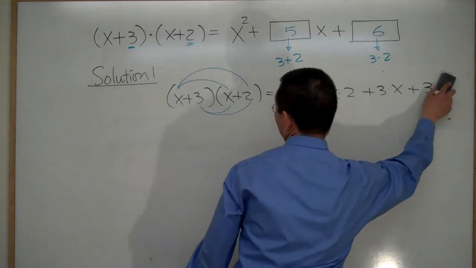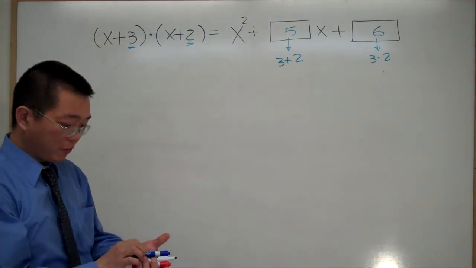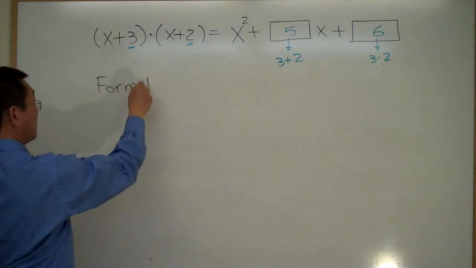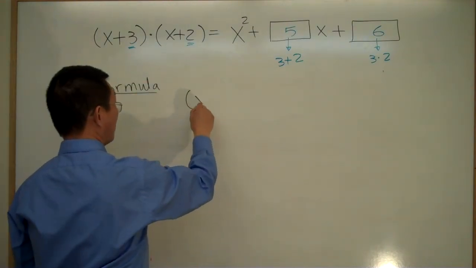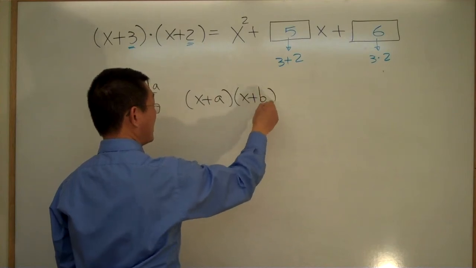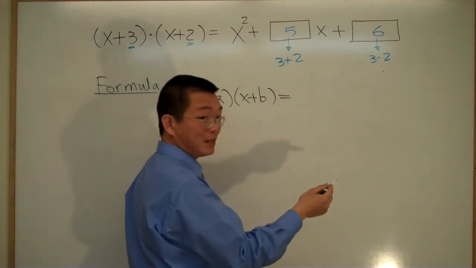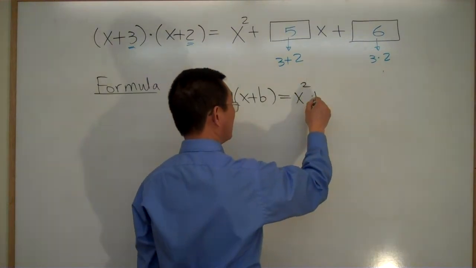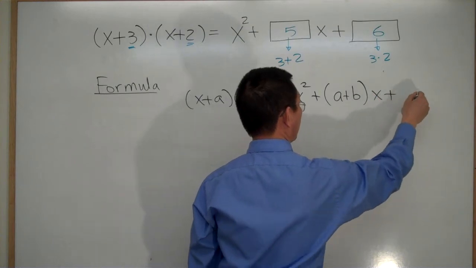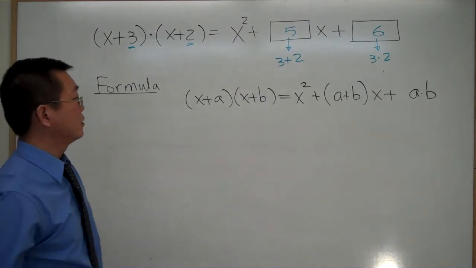This is indeed a mathematical rule. You may be able to derive the formula which says the following. If you have x plus a times x plus b, this can be expanded and simplified into x squared plus a plus b that many x, and then a times b that much of a constant term.